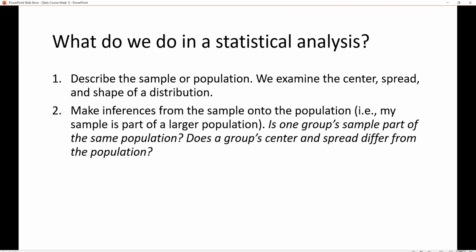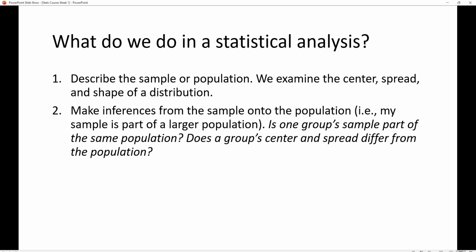Another question we might ask is, what do we do in a statistical analysis? There's generally two parts to it. The first part is to describe the sample or population. We examine the center, spread, and shape of a distribution. In statistics, we really think about distributions. We often report single number summaries such as the mean or the standard deviation, but when we're thinking about the actual results and what we're trying to interpret, we're usually thinking about a distribution rather than just a single number.